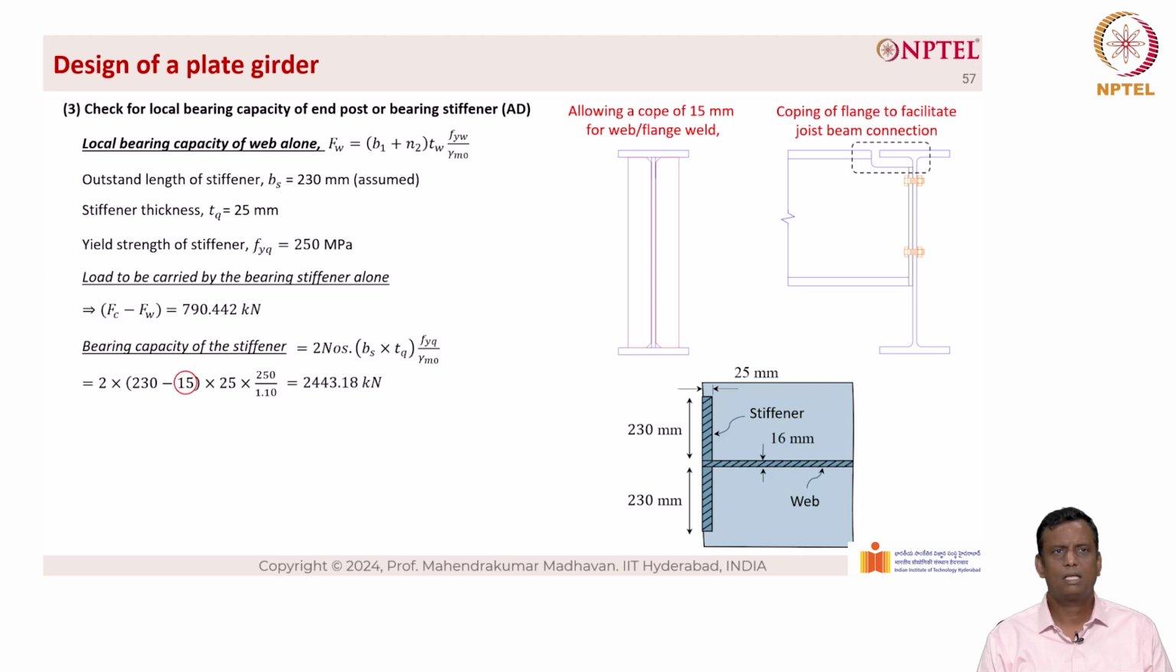Right. Now let us come back. When we do the numbers, we have 2443.18 kilonewton, which is greater than Fc minus Fw, which is 790.44 kilonewton. Hence, okay. So we can adopt two plates of 230 into 25 mm as a bearing stiffener or end post on each side of the web.